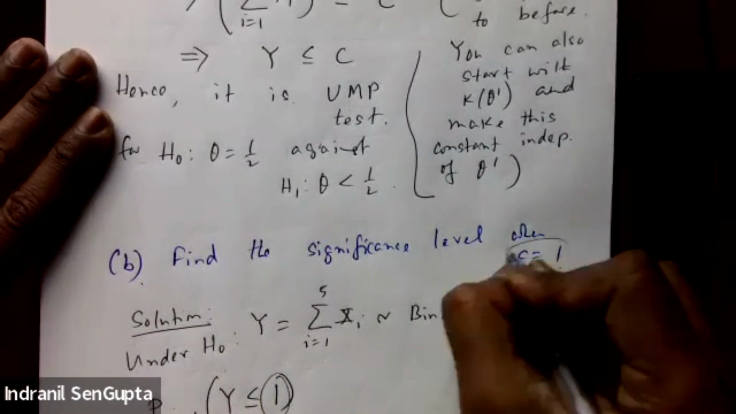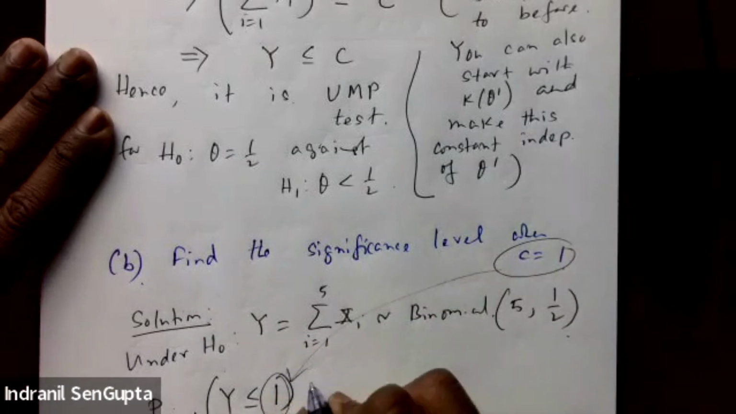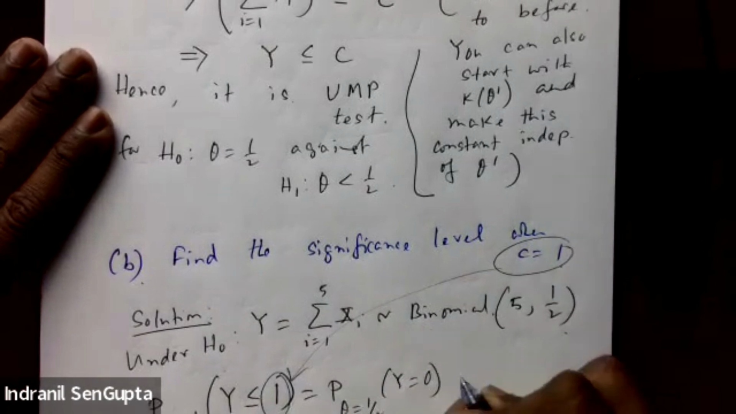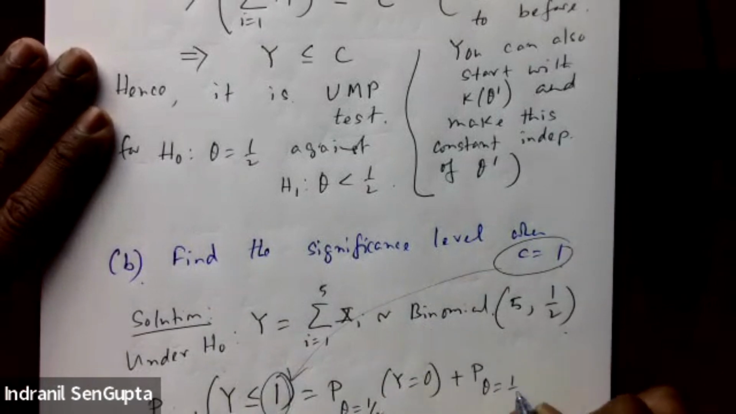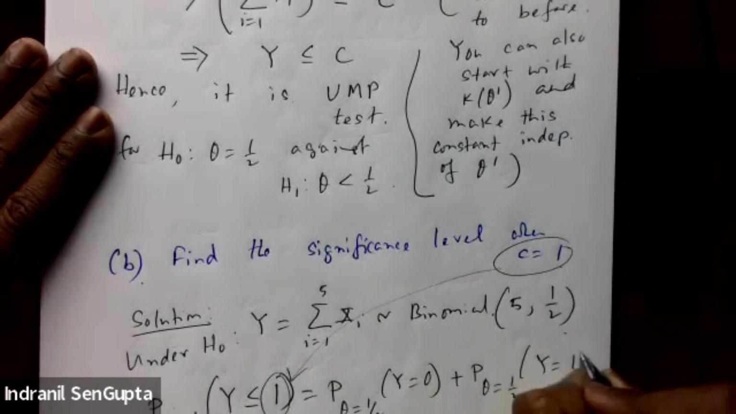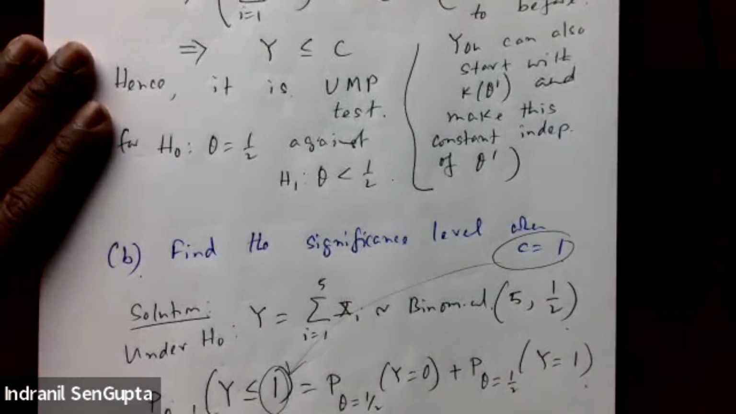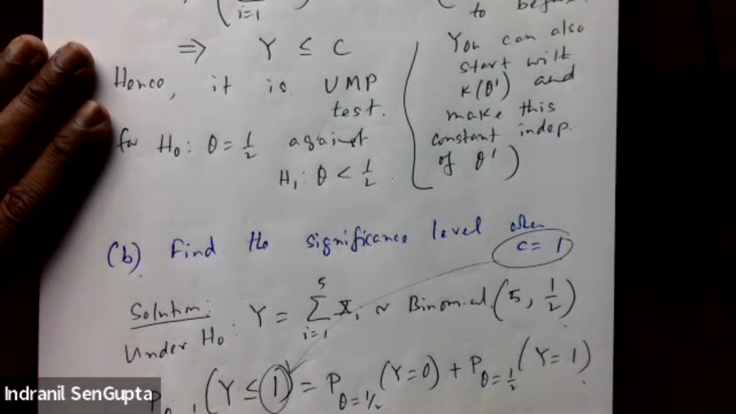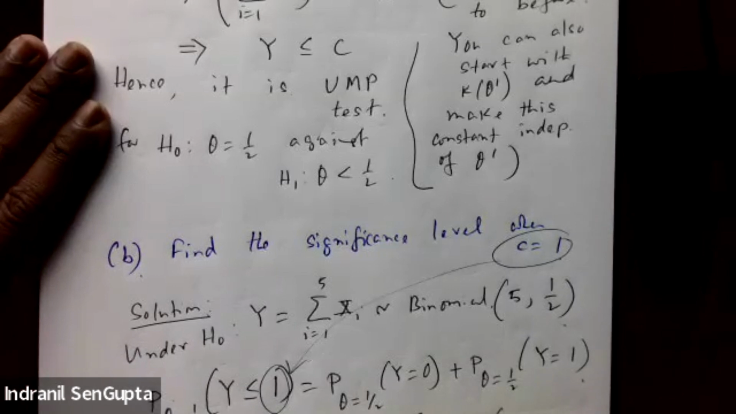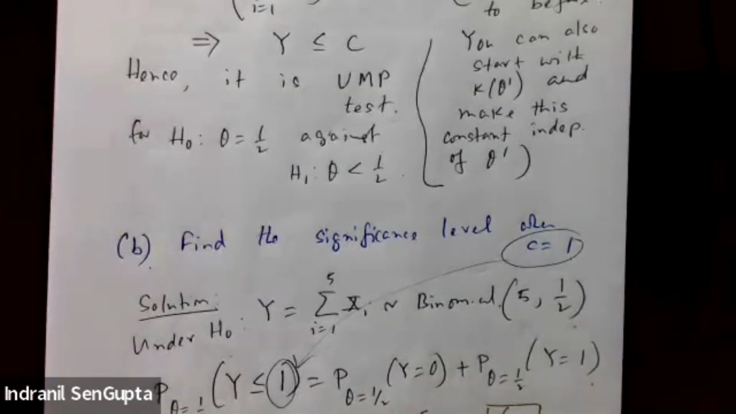This is my c, so the c value is 1. So this is really the probability under theta equals 1/2 that y equals 0, plus the probability under theta equals 1/2 that y equals 1. So this is really 1 over 32 plus 5 over 32, which is 6 over 32. Okay, so that is the answer for the second one.